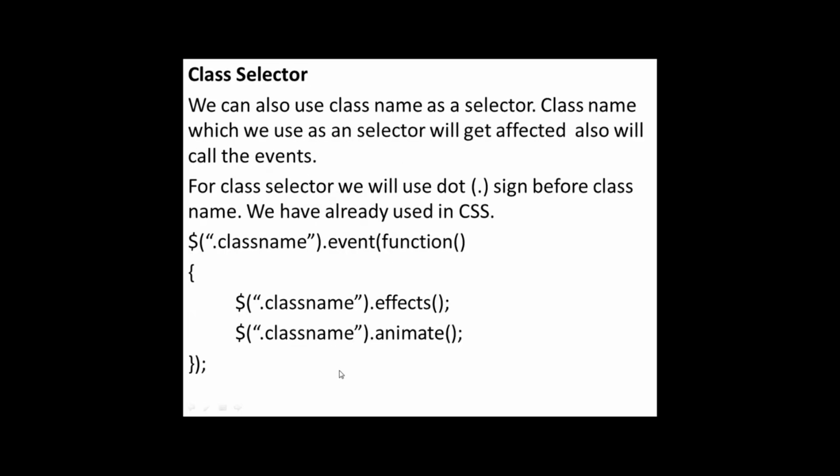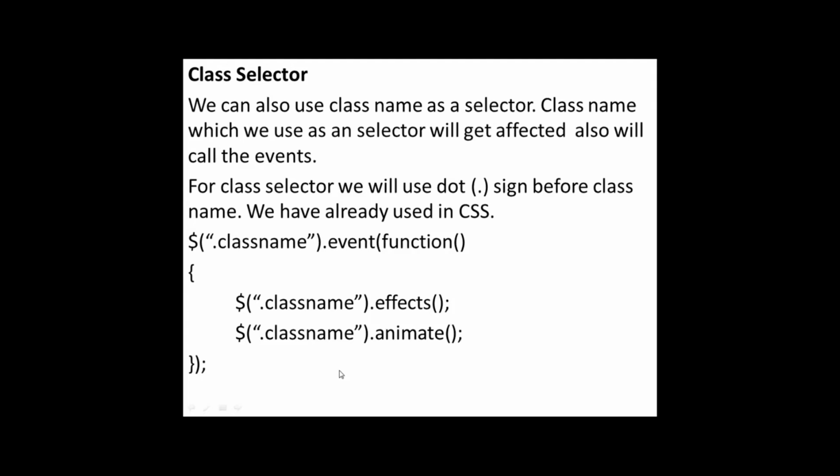Class selector. We can also use a class name as a selector. While you use a class selector, it is compulsory to declare the class name inside your HTML tag. If you are not using a class name inside the HTML tag, then that HTML tag will not be used as a selector. So whenever you use a class selector, it is compulsory to define the class name inside that HTML tag, and after defining the class name inside the HTML tag, that class will be used in the selector.